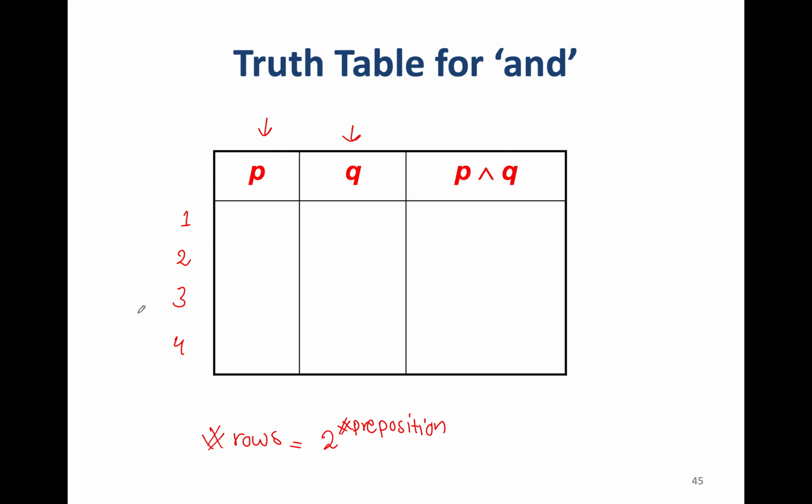Now how can we divide the truth values among those 4 rows? We will start with true, true, false, false. This is for the first proposition. Then the second one will be true, false, true, false. Now here we've got all the possibilities if I have 2 propositions: true and true, true and false, false and true, false and false. Now for each possibility, let's see what is the result.